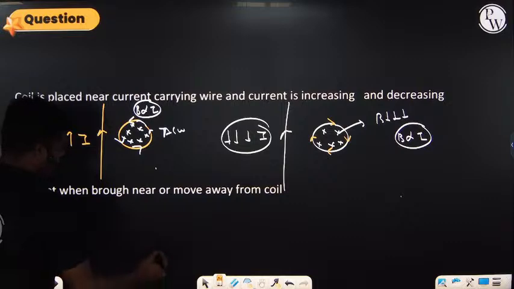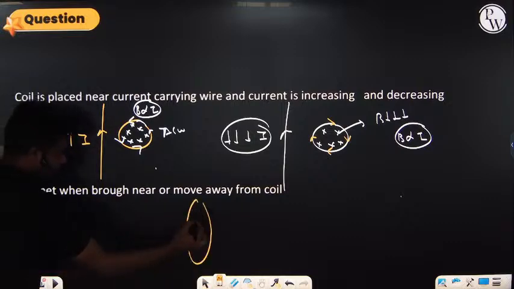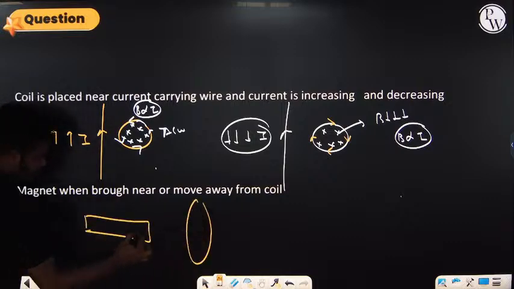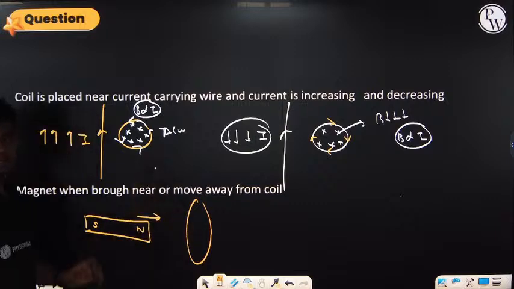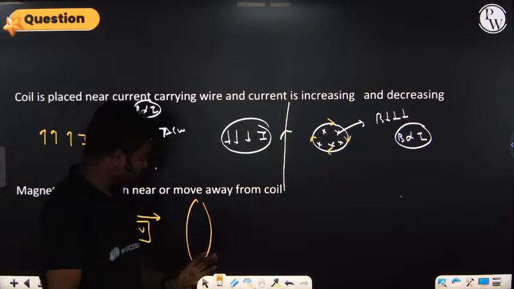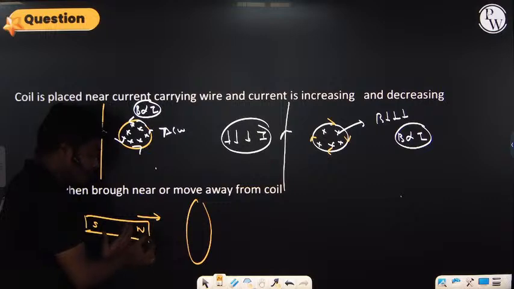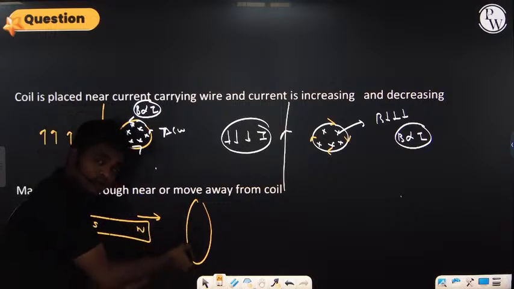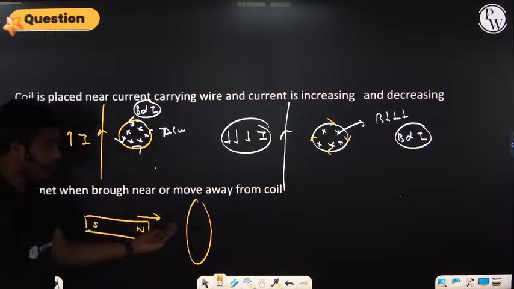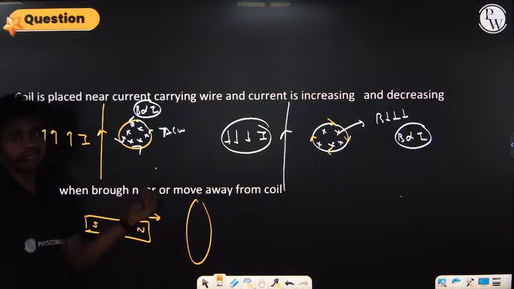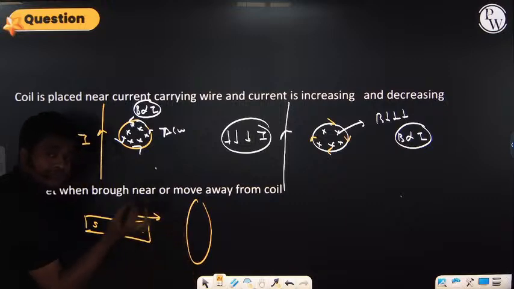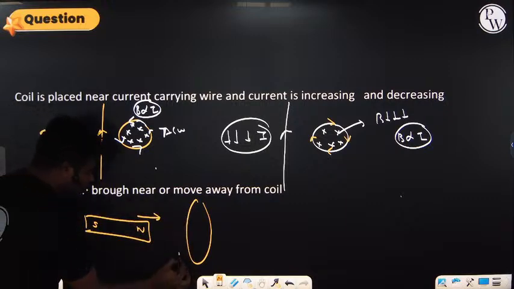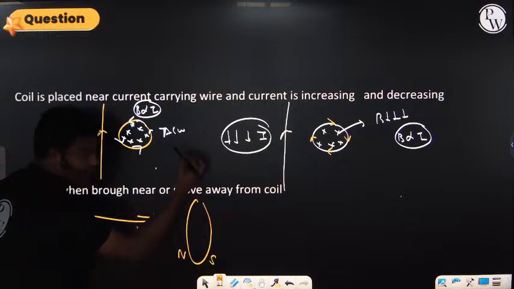Magnet brought near or moved away from the coil. Suppose this is the coil over here and the magnet is there, with north pole and south pole. One thing we should keep in mind is that if the north pole is approaching the coil, then there will be a repulsion. If the magnet wants to come to the coil, the coil will repel it. If the magnet wants to go away from the coil, it will attract it. So this north pole is approaching, so the repulsion force will only happen if this side is also a north pole, and this other side will be a south pole.